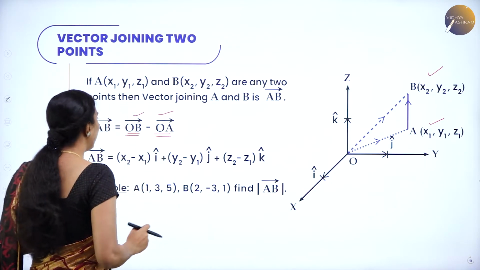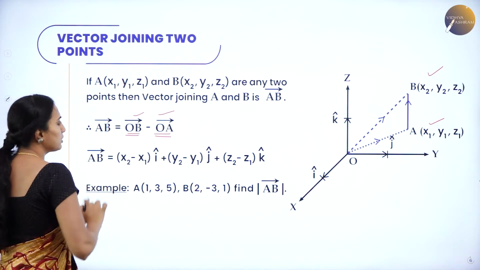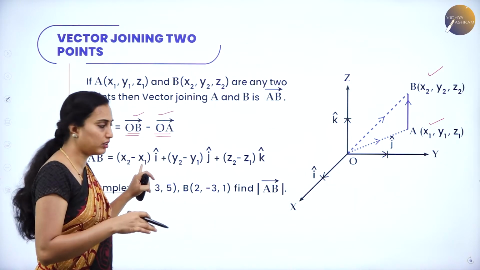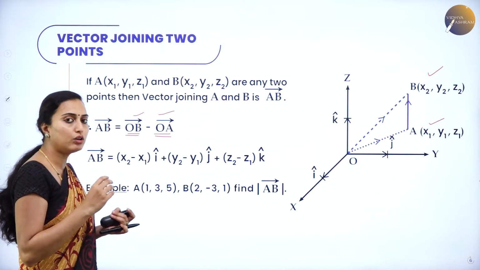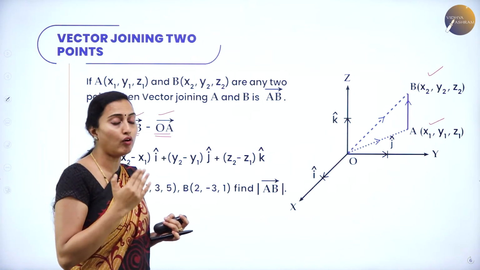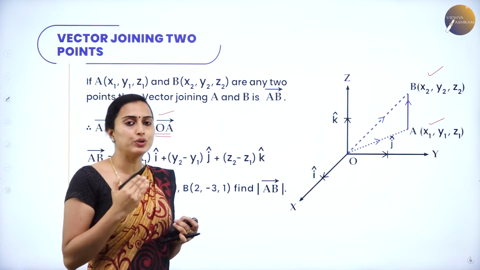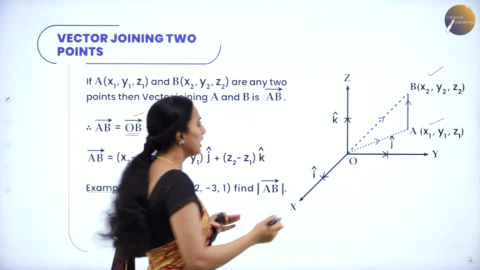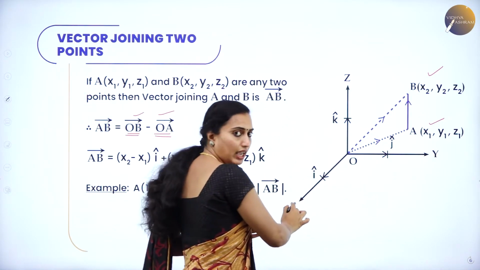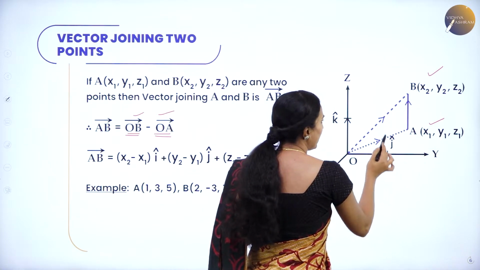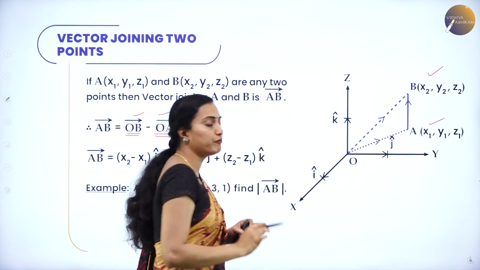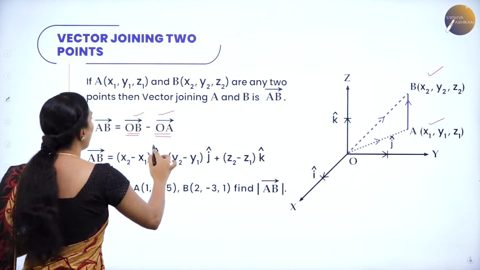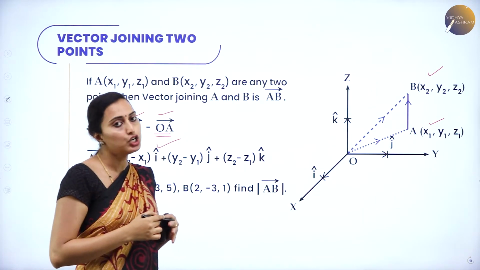That's it. So therefore you know that OB minus OA is nothing but x2 minus x1, that means you are going to subtract the coordinates of the vectors OB and OA, along with the unit vectors you are going to multiply, which is nothing but the x coordinate, that is x2 minus x1 into i cap, and then y2 minus y1 into j cap, and z2 minus z1 into k cap, which is along with the unit vector you are going to multiply. That's it. So this is a formula you need to remember, line joining the 2 points, dear.